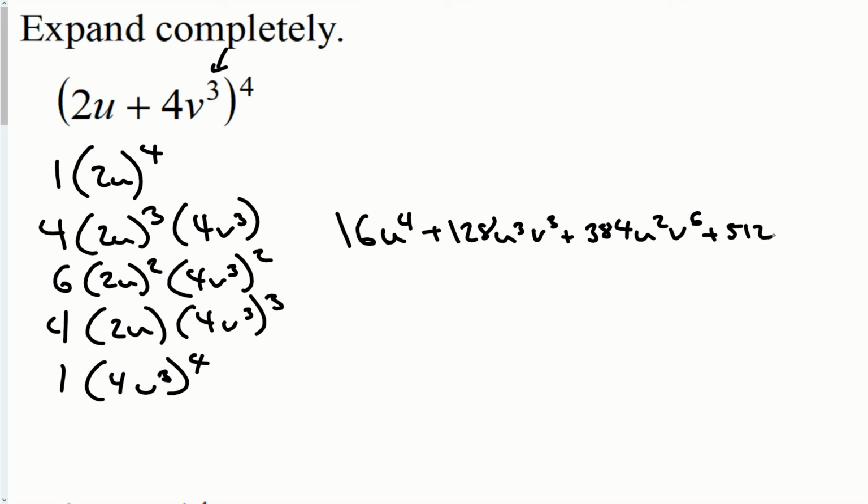512uv power to a power. You multiply the exponents, and then the last term, 4 to the fourth power, would be 256v to the power to a power, multiply the exponents together. Couldn't fit it over on the other side there. But notice that the u goes down by 1 term. The v's go up by 3, 6, 9, 12. Okay? And then 4 times 3 gives you the 12.